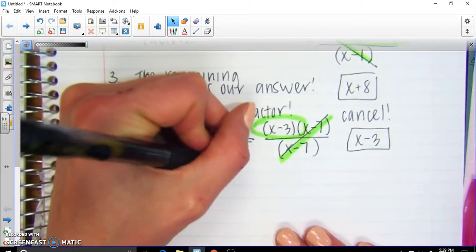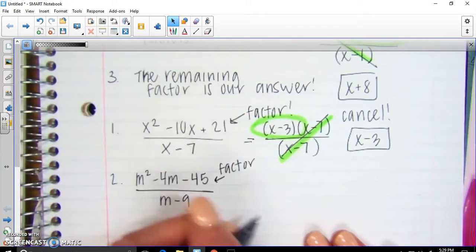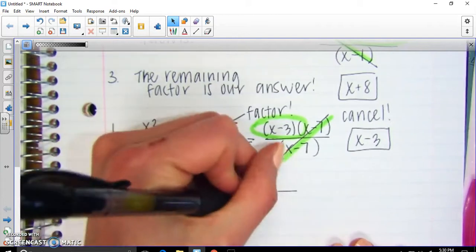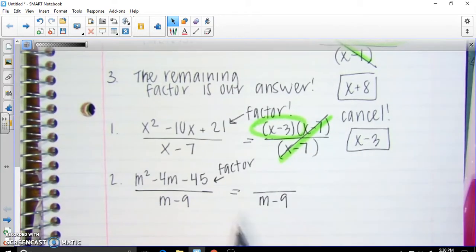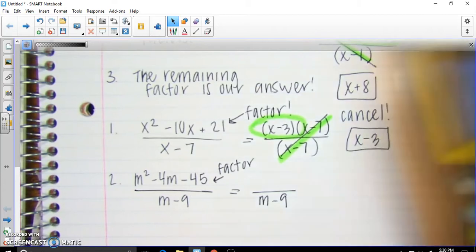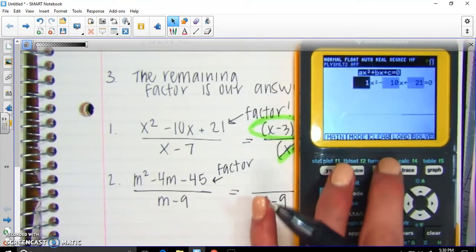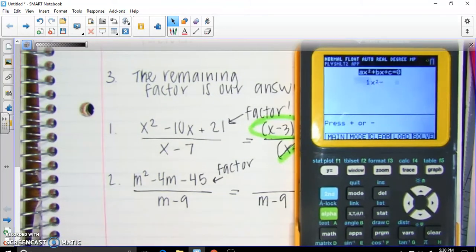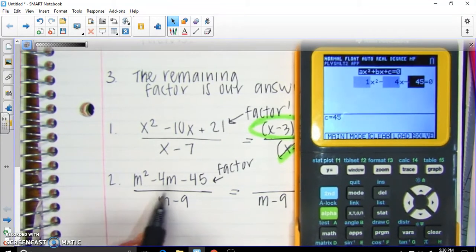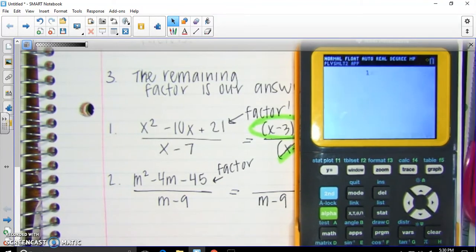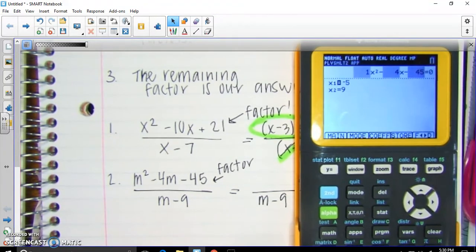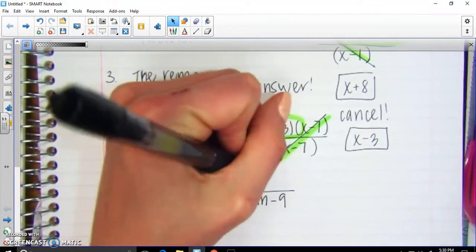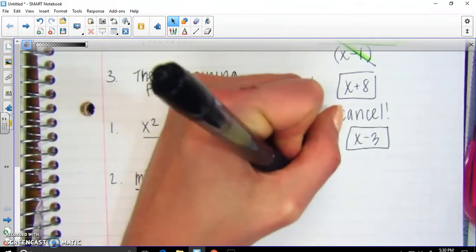I'm going to factor the top only. The denominator is going to stay the same because we're hopefully going to find something that we can factor out. So I'm going to clear. I've got coefficients of 1, -4, and -45. Okay, 1, -4, -45. We get solutions of -5 and 9, so it's fine. So we're going to have x plus 5 and x minus 9.